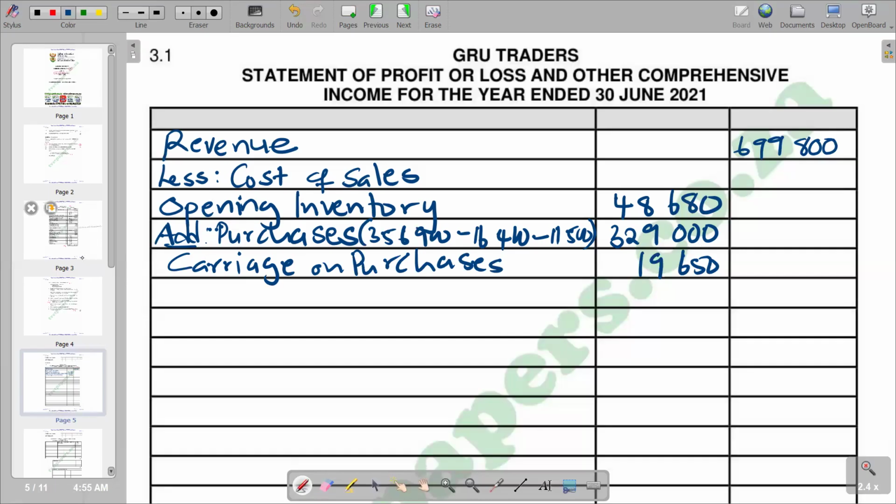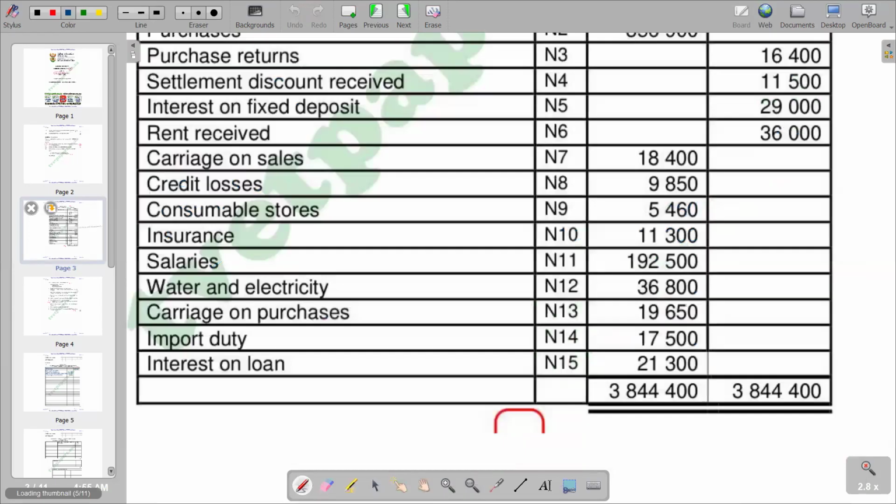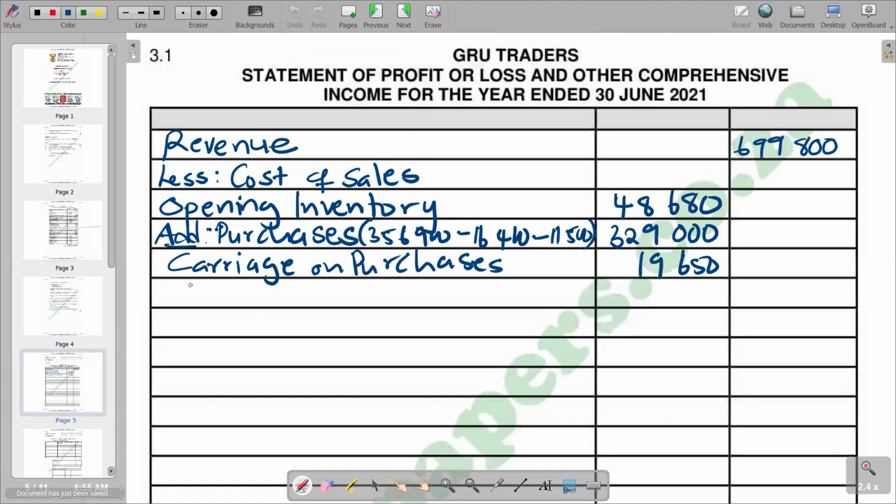according to our formula, after adding carriage on purchases, we also check if we've got import duties. Import duties, according to our question, import or customs duties. You see that according to the information given, we have import duties here. It's also going to increase the cost of purchases. We have 70,500. So we include it again here. It's our import duties. So the figure for import duties that we have got is 17,500.